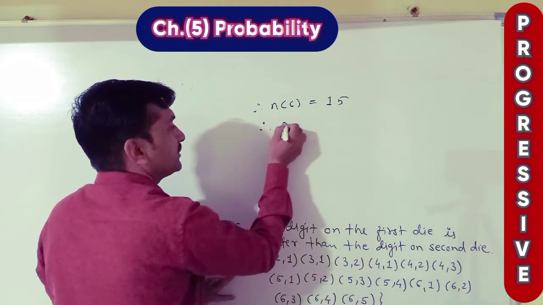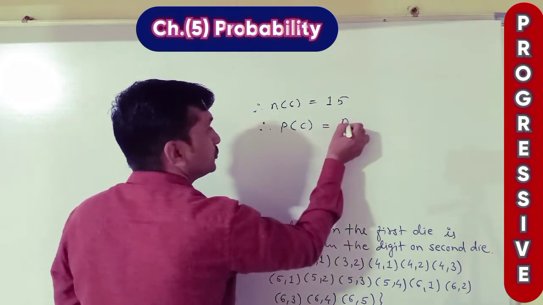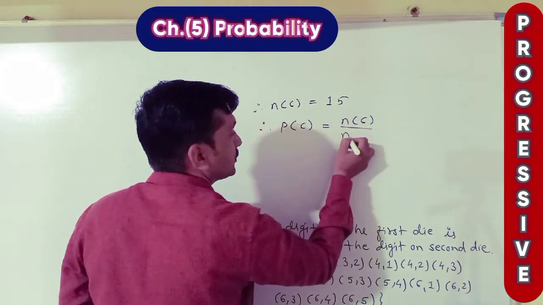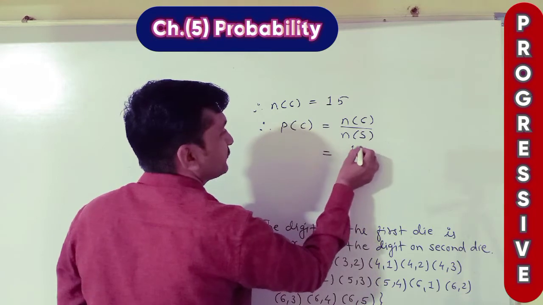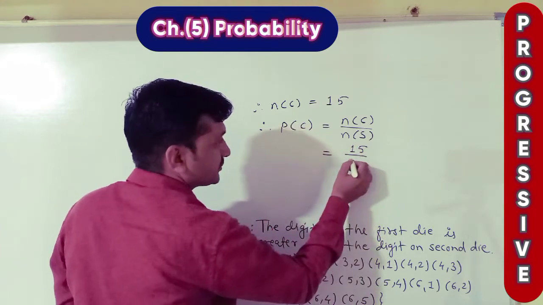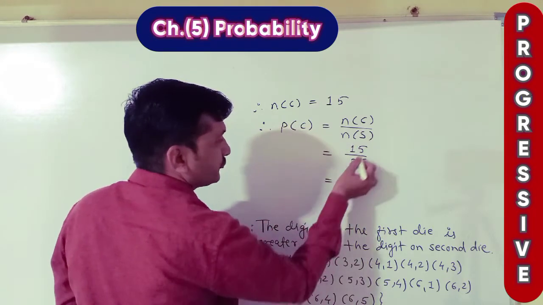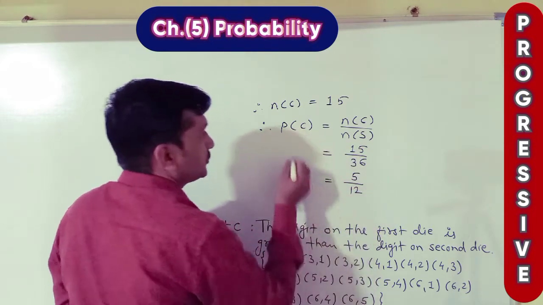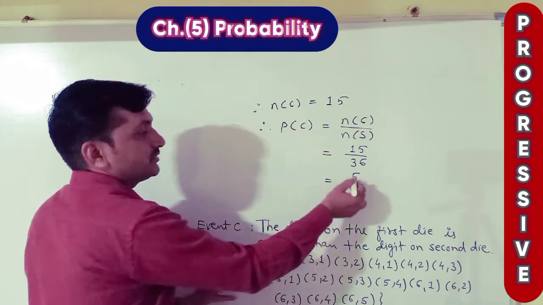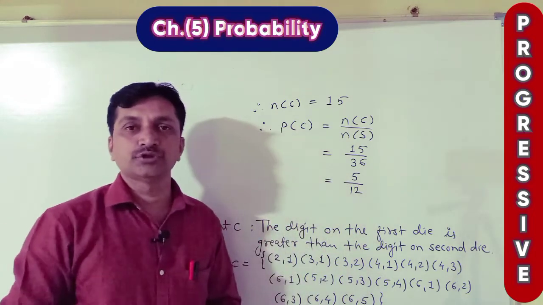We want probability P of C is equal to number of C upon number of S. Number of C is 15 upon number of S is 36. If we reduce by 3, then 3 fives are 15, and 12 threes are 36. Therefore probability of event C is equal to 5 upon 12.